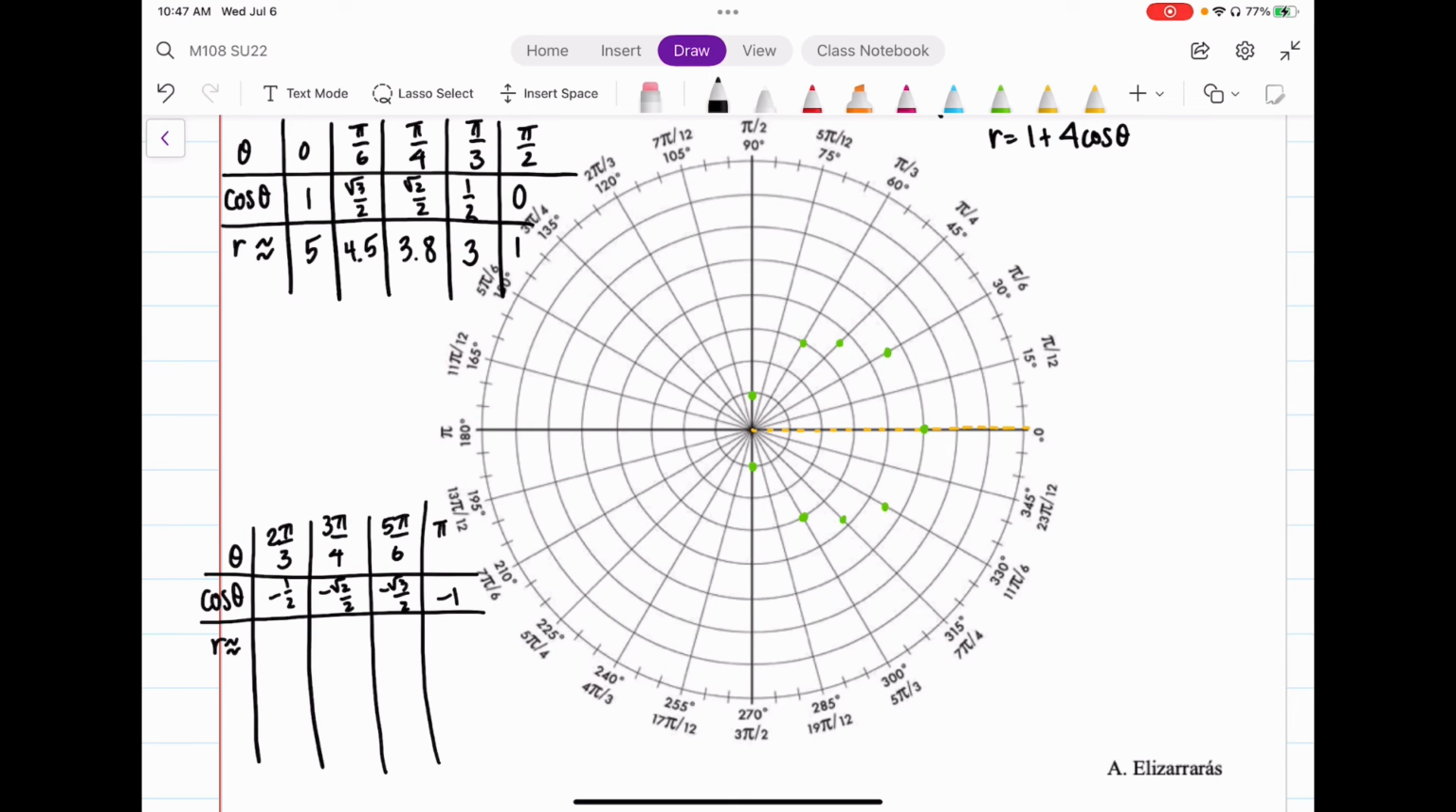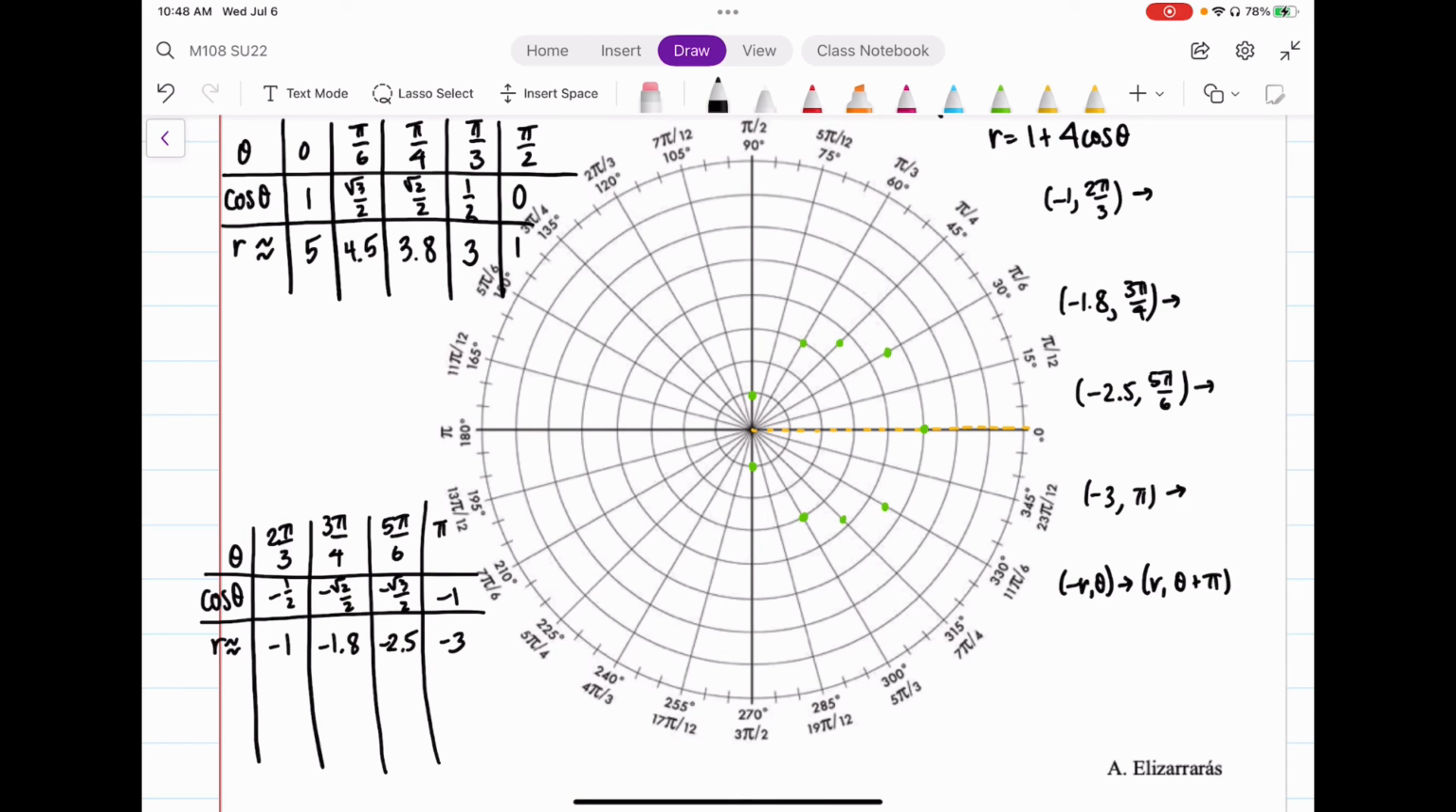1 plus 4 times negative 1/2 is negative 1. 1 plus 4 times negative root 2 over 2 is about negative 1.8. 1 plus 4 times negative root 3 over 2 is negative 2.5 roughly. And 1 plus 4 times negative 1 is negative 3. I then need to turn these points into points that are r, theta plus pi. So let's convert these points.